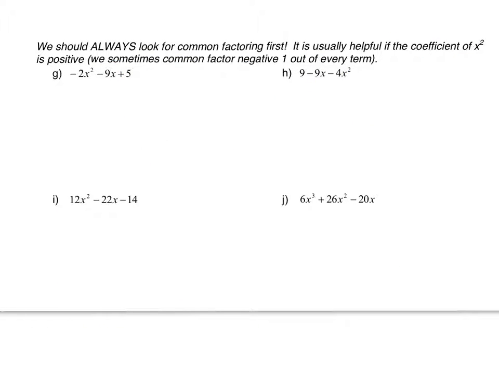With the next 4 examples, I have cooked some things in here that you need to be aware of. The ones I've given you so far have all been fairly straightforward in terms of there's only one type of factoring, but we will eventually start mixing the factoring up. So we should always look for a common factor first. No matter what kind of factoring comes up, we should always check to see if there's anything common we can take out first. It's usually helpful also if the coefficient of x squared is positive.